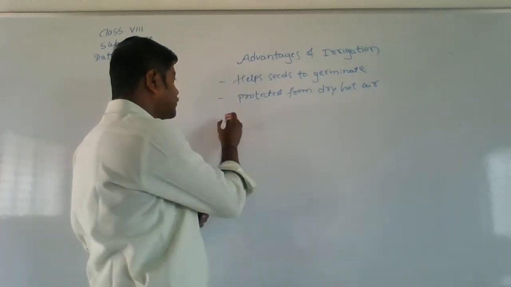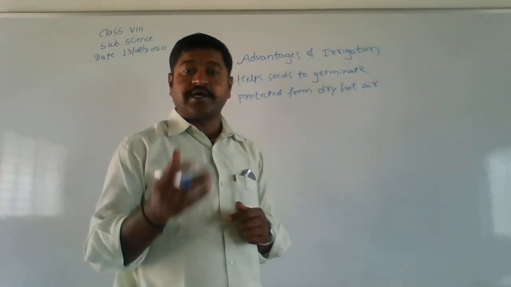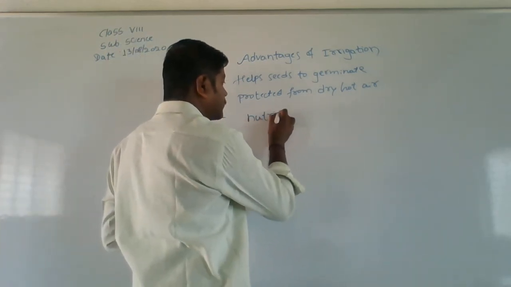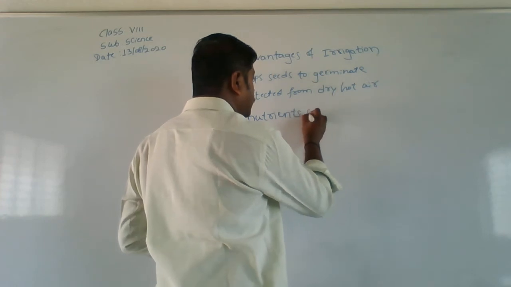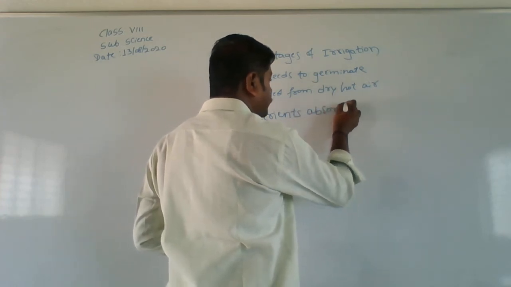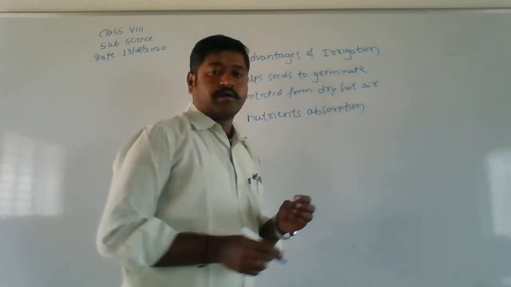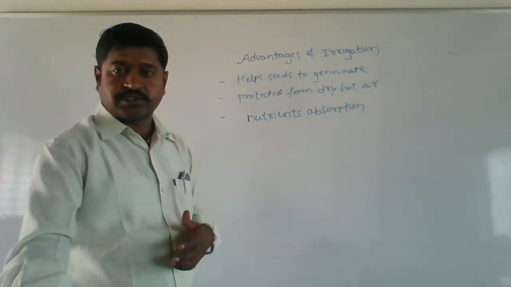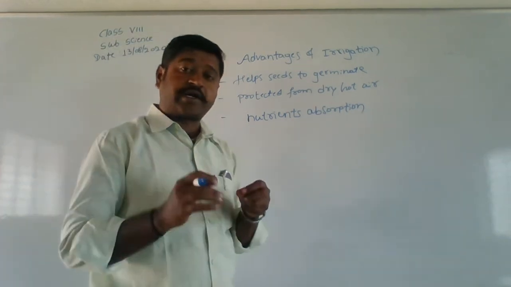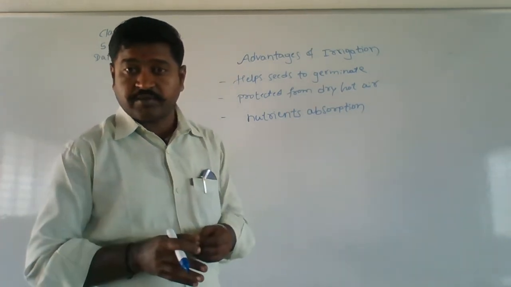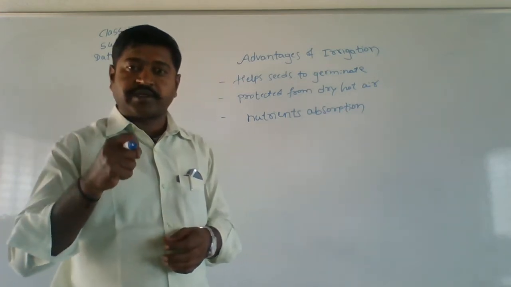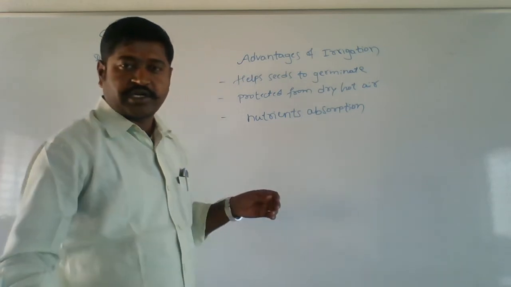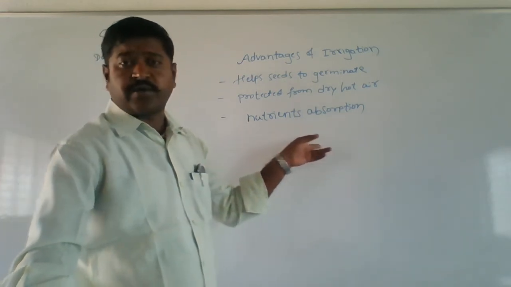Then the last one is that it helps in nutrient absorption. Nutrients will be absorbed by the plant through its roots from the soil. Whatever nutrients are present in the soil will be absorbed by the roots after watering. Is this clear? So these were a few advantages of irrigation.